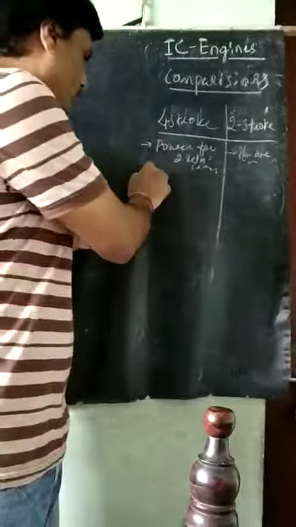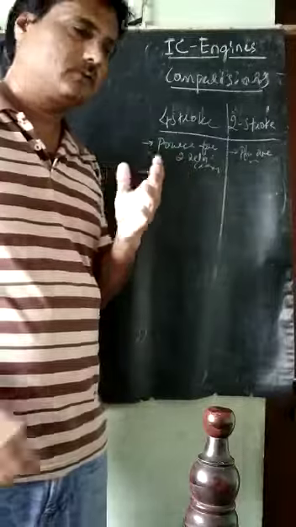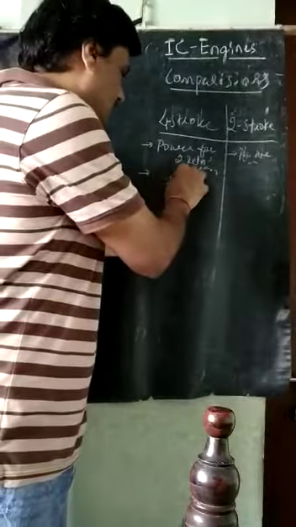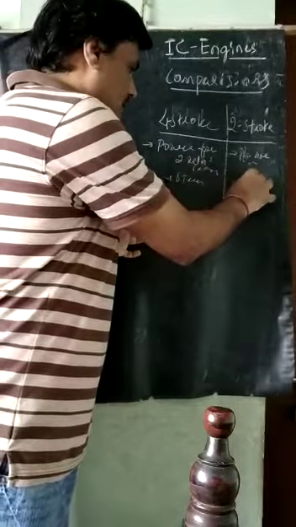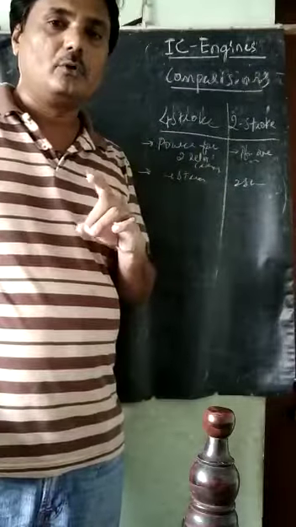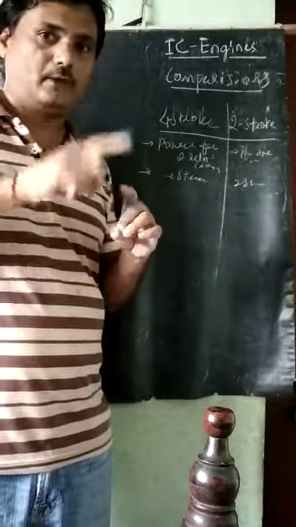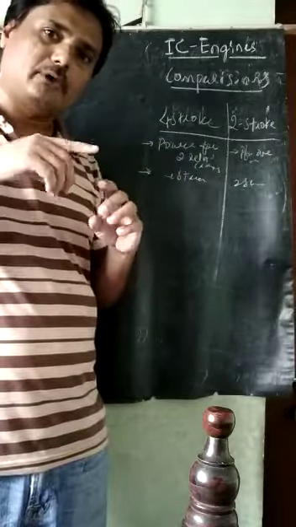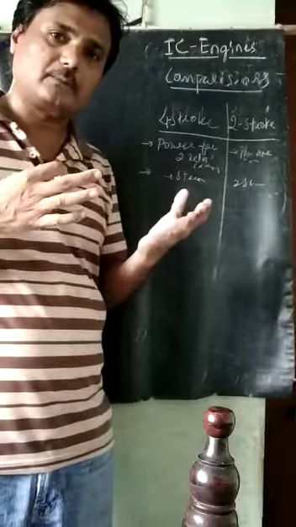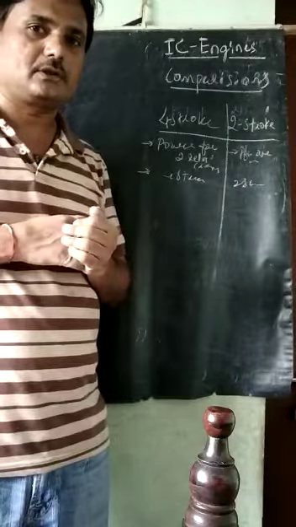Here 4 strokes are taking place separately. What are they? 4 strokes are there here, and here it is 2 strokes. 4 strokes means the piston is moving from top dead center to bottom dead center 4 times. For the 4 times, 4 strokes take place: suction, compression, expansion and exhaust.